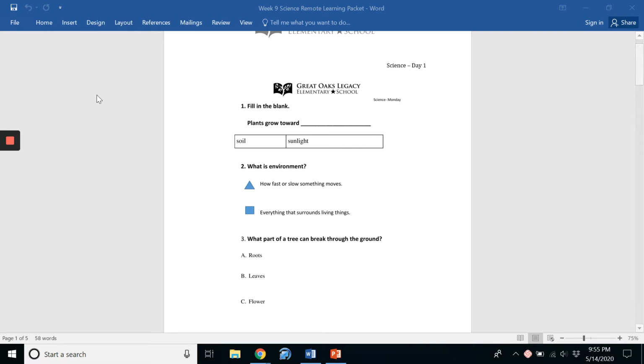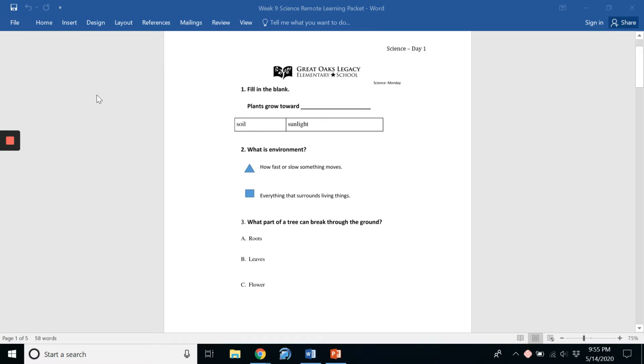Okay, let's get started. On day 1, we will answer 3 questions. So, put your finger on number 1. Number 1 says, fill in the blank. Plants grow toward blank. Is it down toward the soil or up toward the sunlight? All right, go ahead and fill it in.